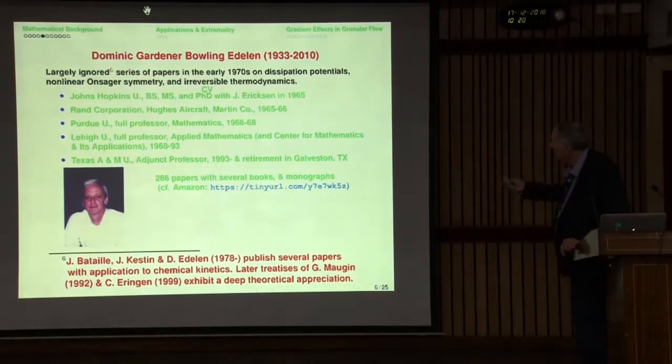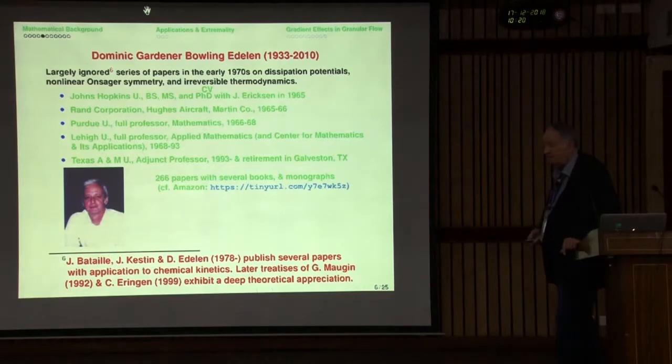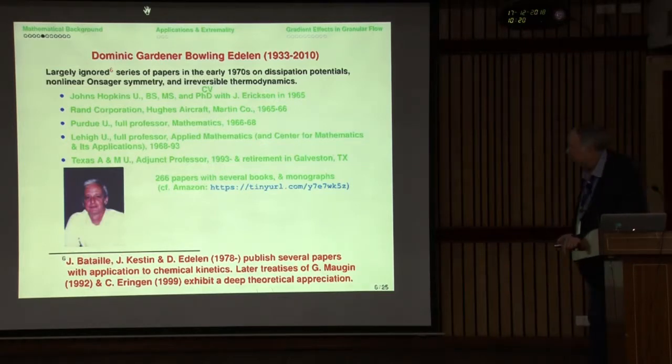Then comes Edelen. This slide, I should have cut down on it, but we can ignore most of it. Edelen wrote a series of papers in the 1970s, which have been highly neglected. At the time, Kestin at Brown University and Jean Bataille, a French postdoc, worked with Edelen to apply some of these ideas to chemical reactions, chemical kinetics. Mognin in France and Eringen both appreciated Edelen's contribution, but they didn't apply it to anything. Edelen was a PhD student of Ericksen's at Hopkins and then later professor of applied mathematics at Lehigh and a resident in Ronald Rivlin's Center for Mathematics.